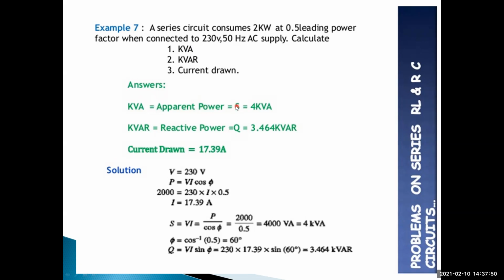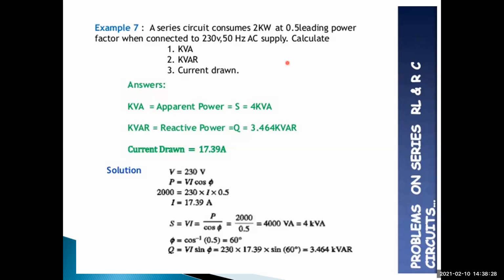Another formula is also there: S is equal to VI conjugate, or S is equal to VI complex. If I is in imaginary form, for example 2 plus j3 amps, then we have to take VI conjugate. The conjugate of I = 2 plus j3 is 2 minus j3, so you have to substitute I conjugate, that is, V times I conjugate, with V = 230.